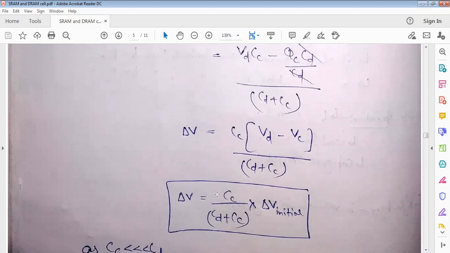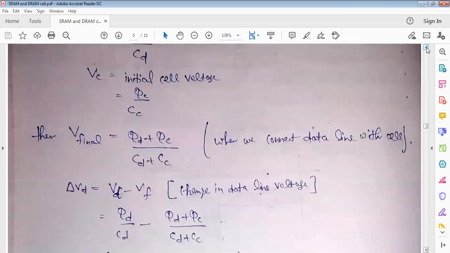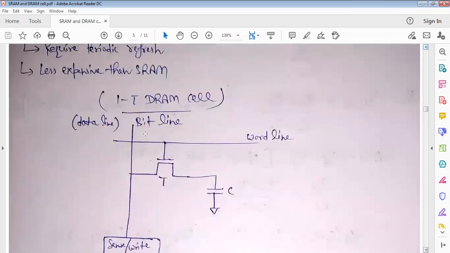As you can see, this data line is connected to the arrays of so many transistors like this. So many cells are connected here. So obviously the capacitance of this data line will be much higher than this capacitance. So obviously CD will be very much greater than CC.